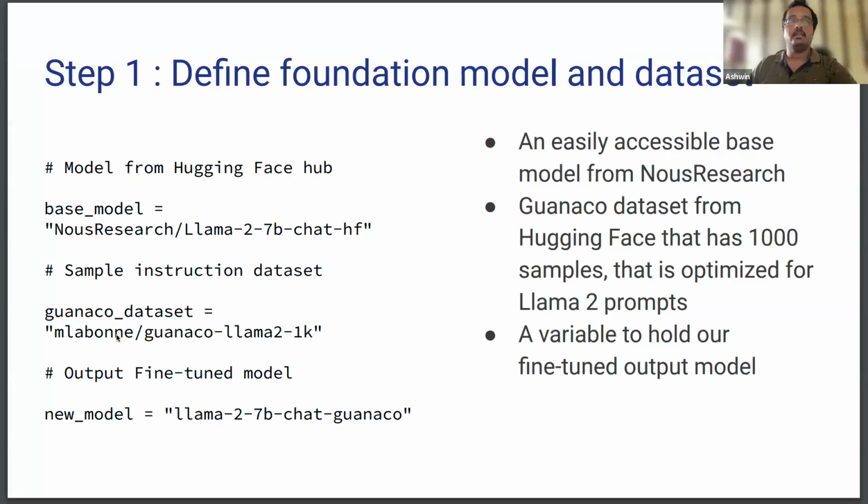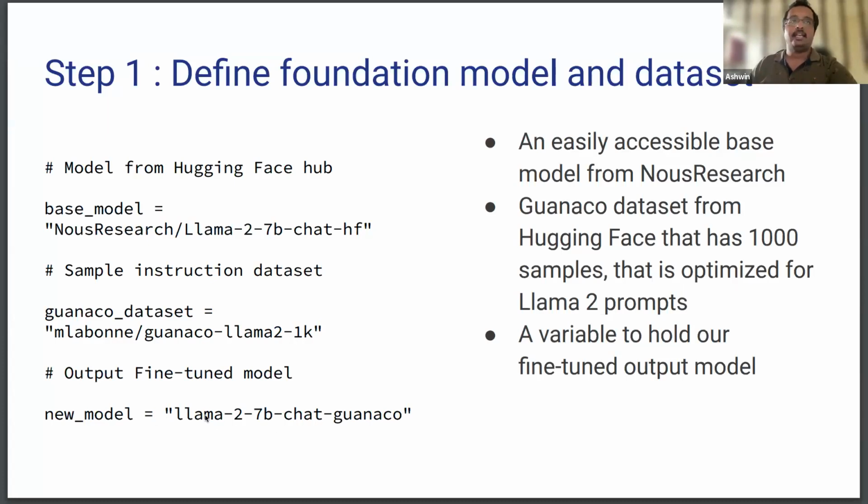The next one is the instruction data set. We will again load a data set which is optimized for Llama 2, and this is nothing but a set of question and answer pairs. It will have different knowledge questions, for example, about some historical figures or about some countries. So it's basically a sample training data set that you will train your model on. This is a 1K data set, so 1,000 samples, optimized for the Llama 2 prompts, as I explained earlier.